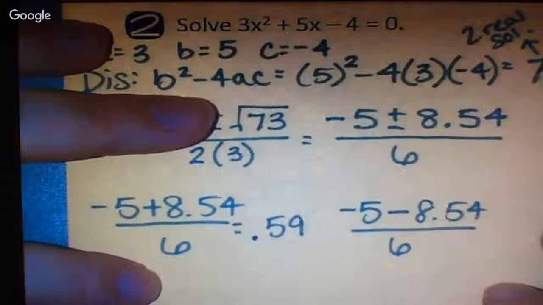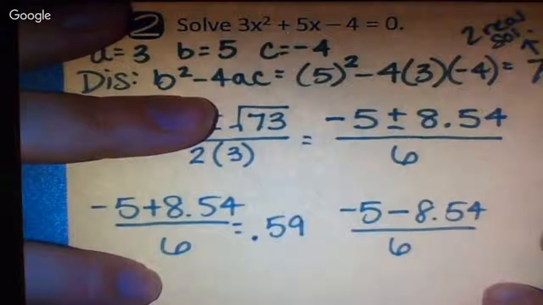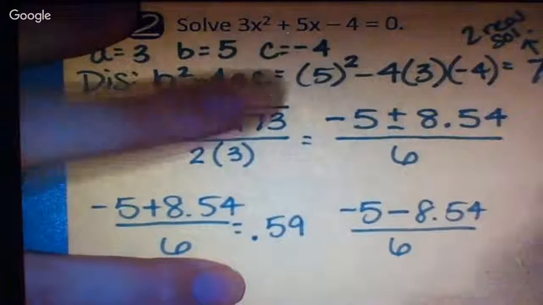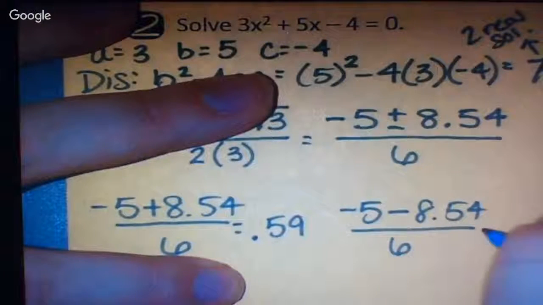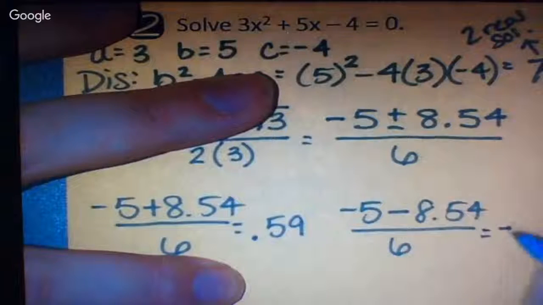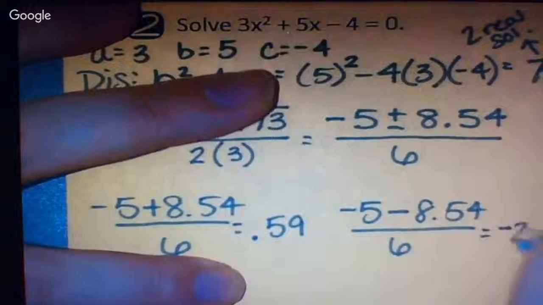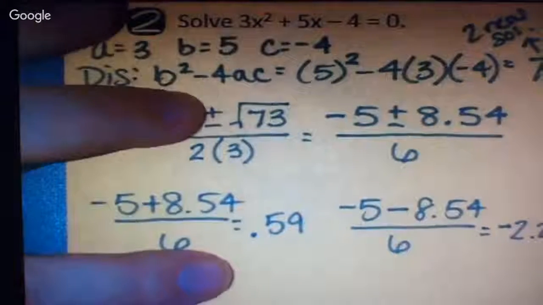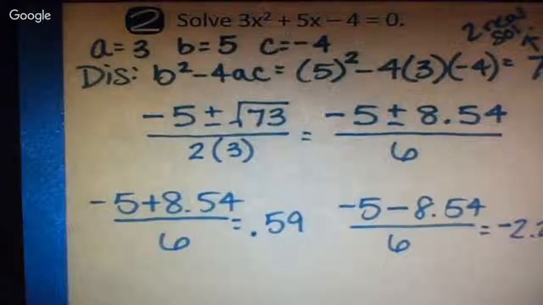-2.25. I got 0.59. The first one, that was wrong. You said -2.26. It should round to 26. The 6 rounds your 5 up to a 6.